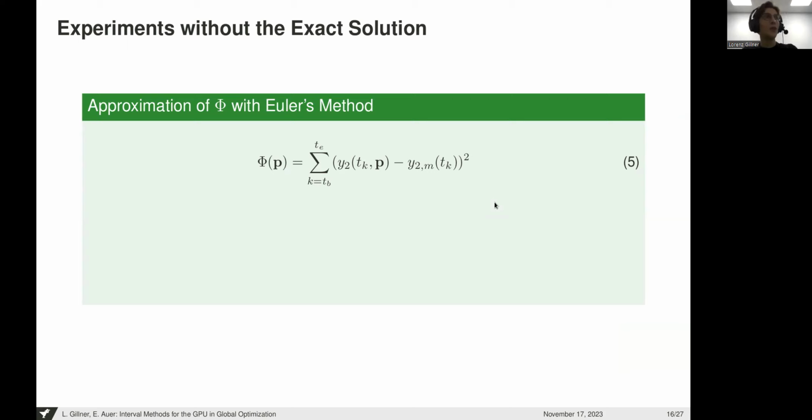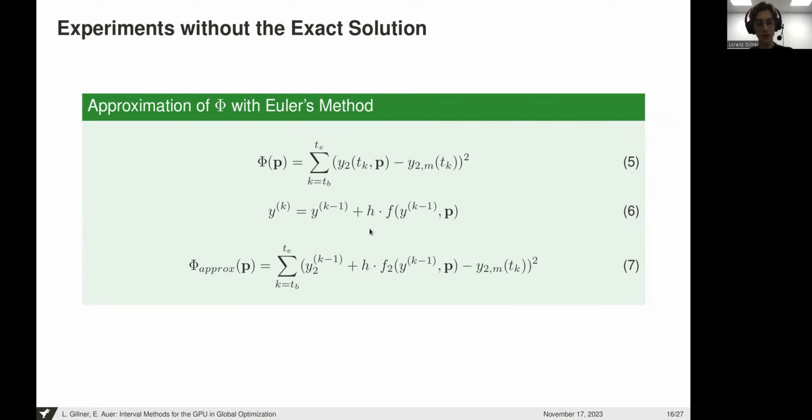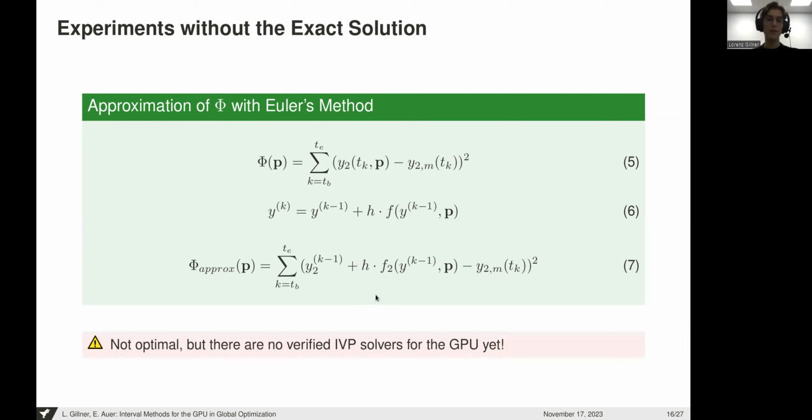And what if we don't have the exact solution available? We can try to approximate the actual solution by using Euler's method. So taking our cost function and substituting, in our case, the exact solution for y2 with the Euler approximation, we get the following expression, which is in fact very much usable on the GPU. It should be noted, however, that this is only experimental and is not optimal because there are currently no verified IVP solvers on the GPU. And yes, this is only for testing and comparison purposes.